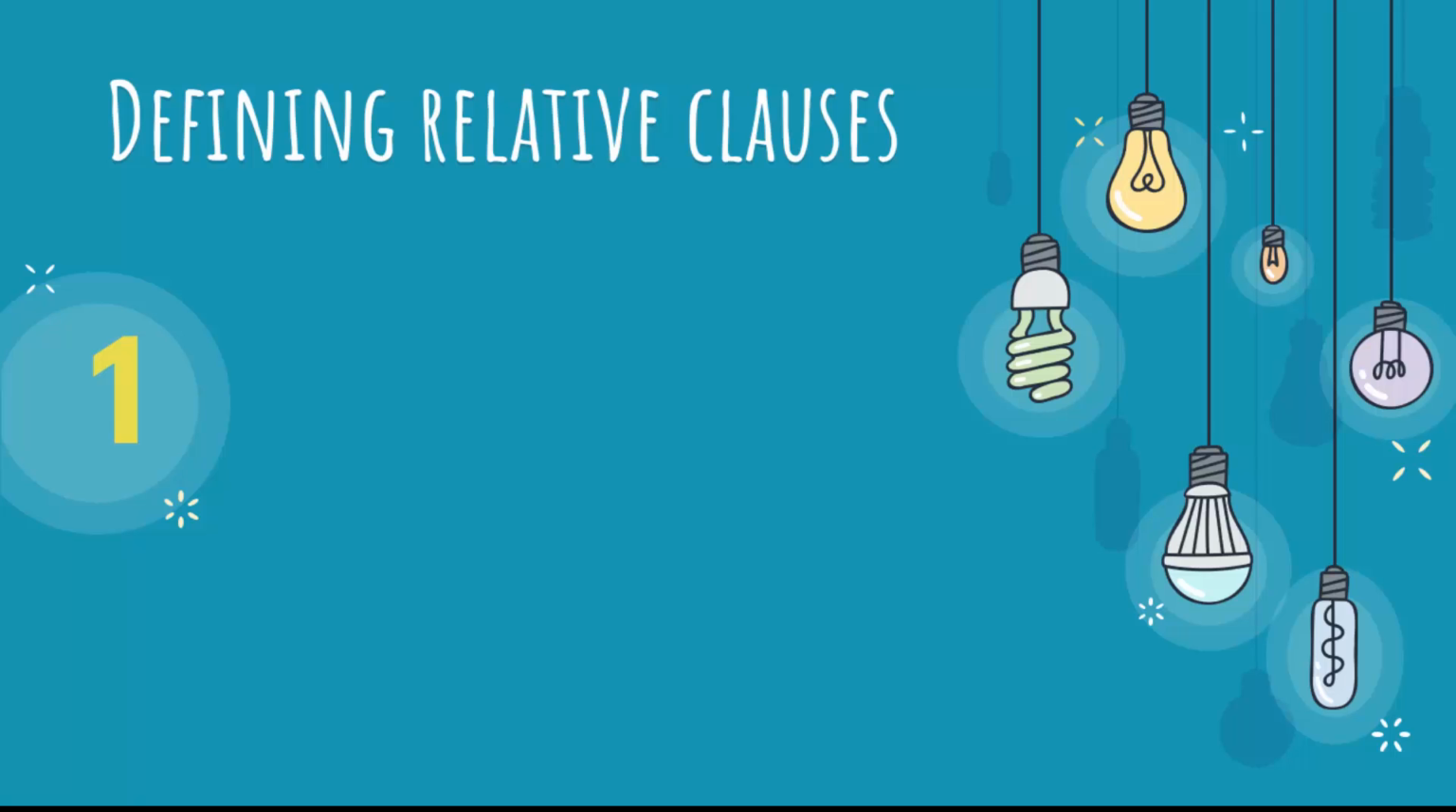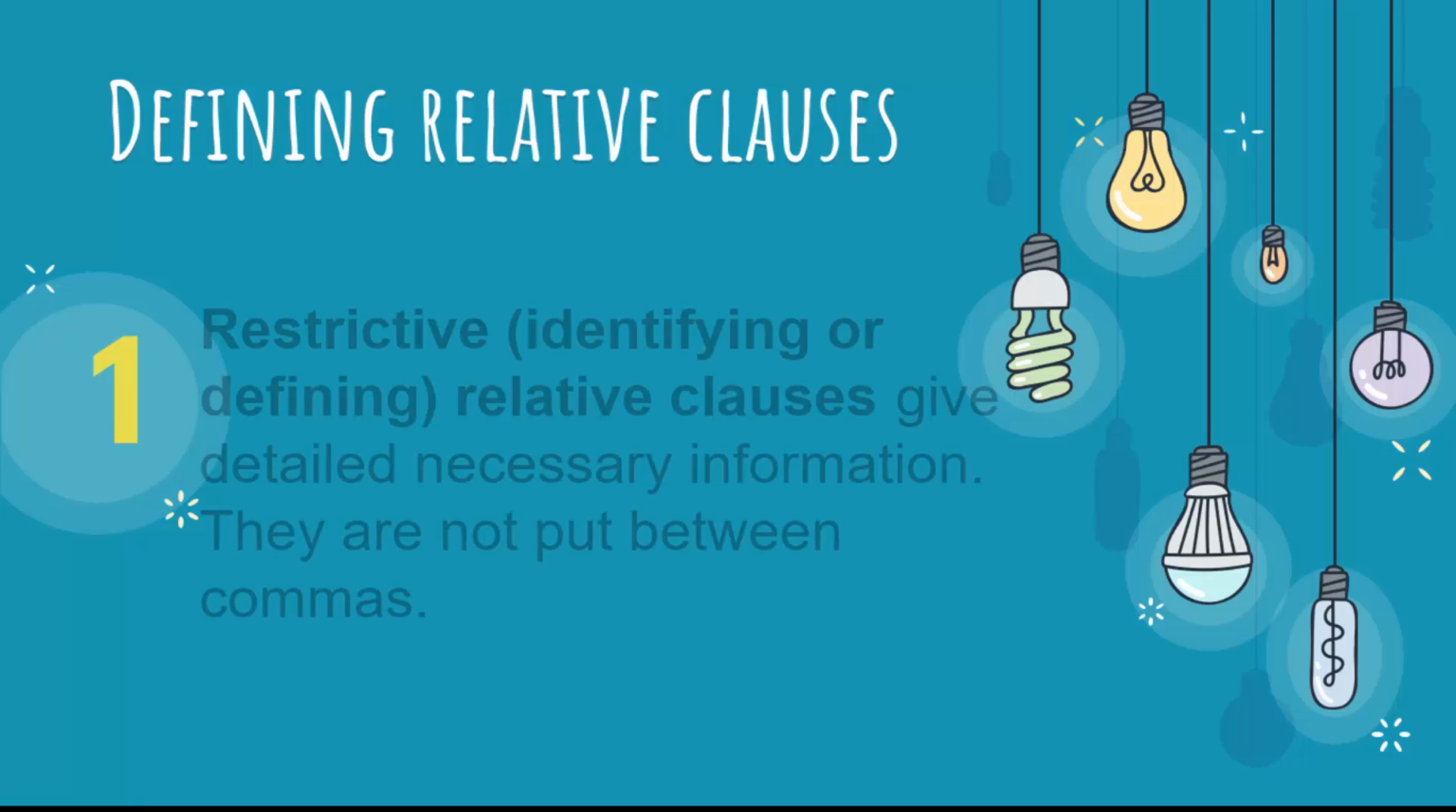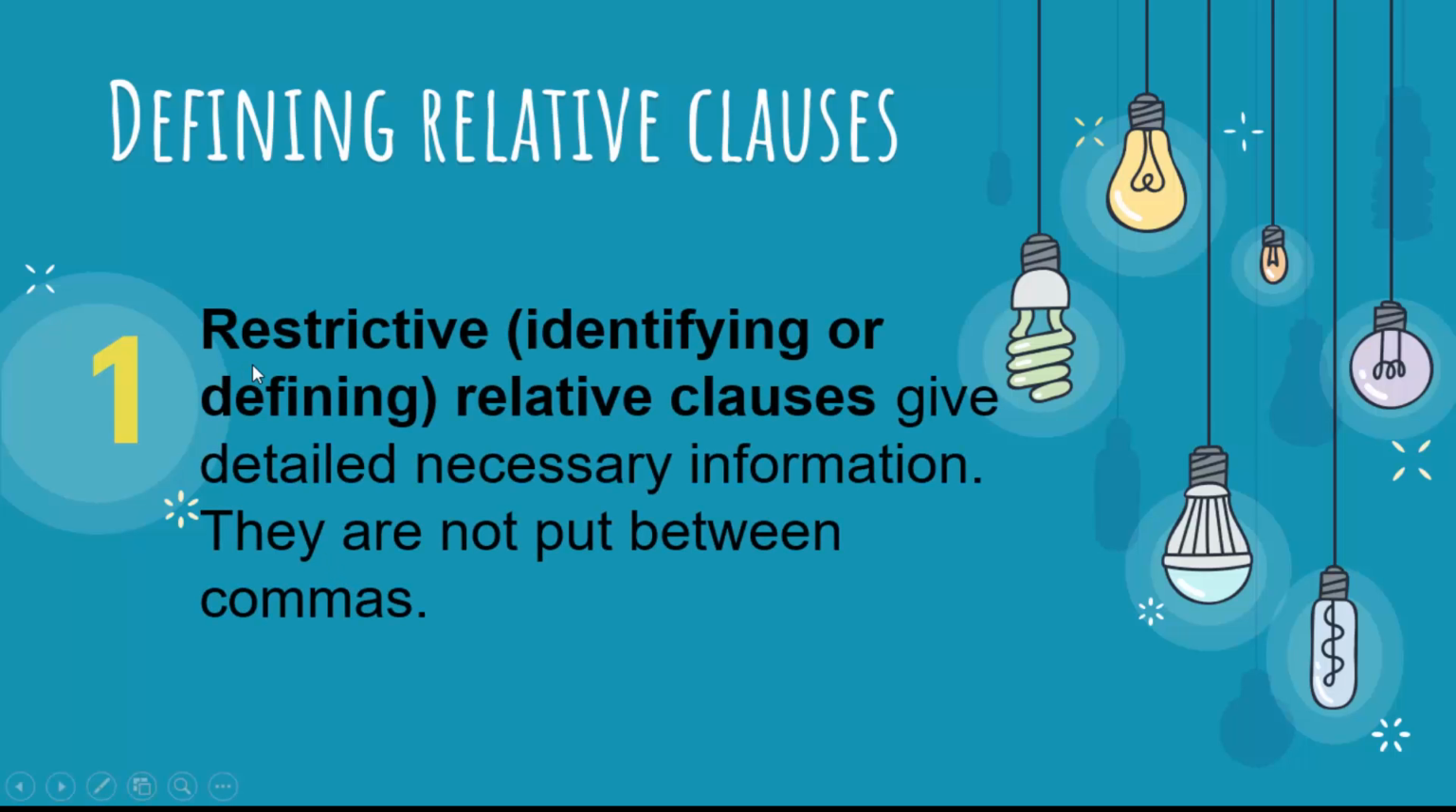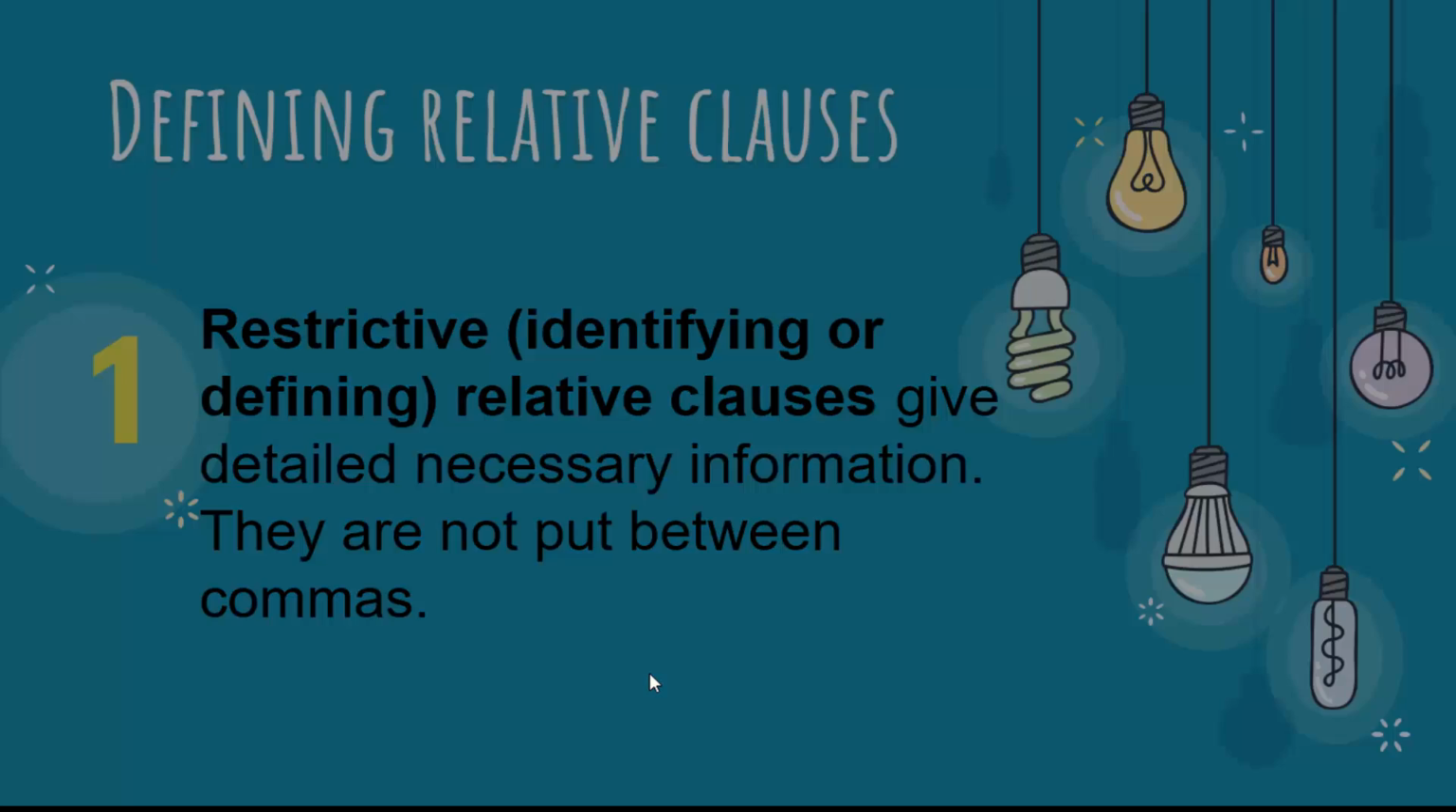First one is defining relative clauses. You can call it restrictive, identifying, or defining relative clauses. It gives detailed, necessary information. They are not put between commas. So don't forget that it is necessary, meaning it is important.